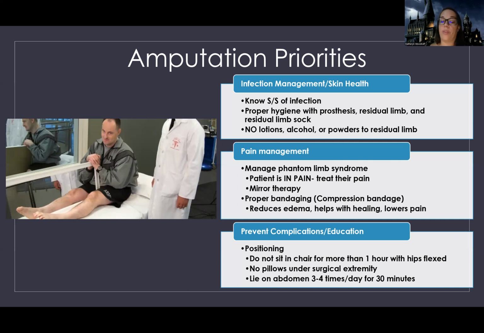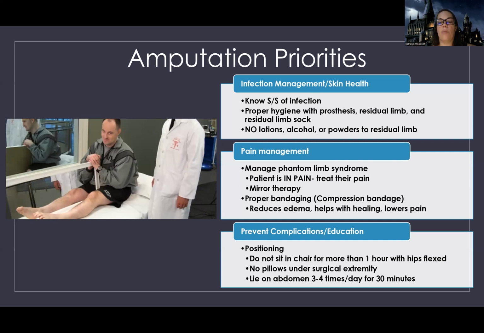Other things that can help with pain management is making sure that the residual limb is properly bandaged. If it's properly wrapped, and I haven't wrapped a new amputation in a long time, but we used to use what's called figure 8 wrapping. This helps us reduce swelling, helps with healing, which therefore helps lower the pain. And overall, we also want to teach them after an amputation about positioning. They shouldn't sit in a chair for more than 1 hour with their hips flexed. Effectively, we don't want them to get contractures.